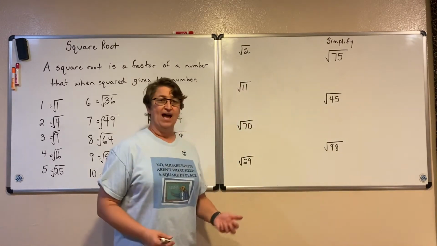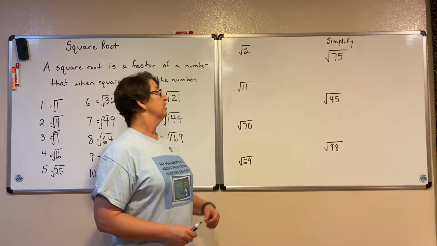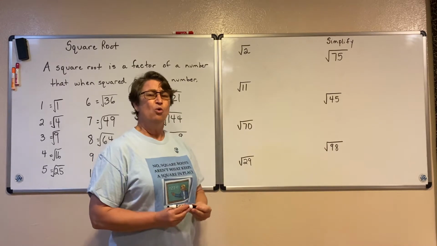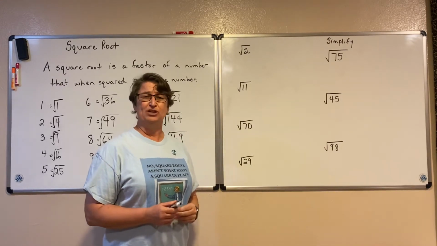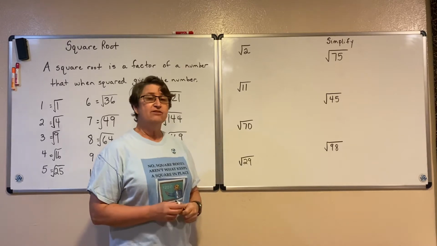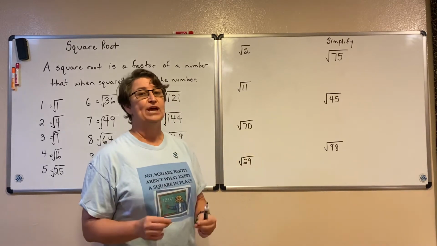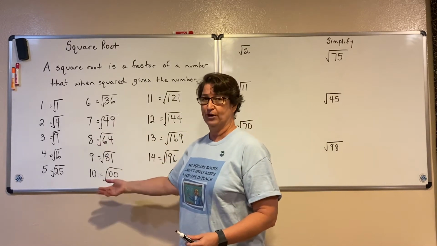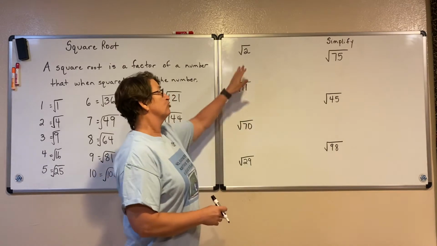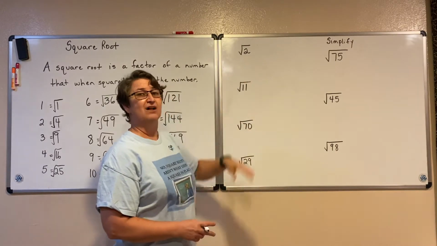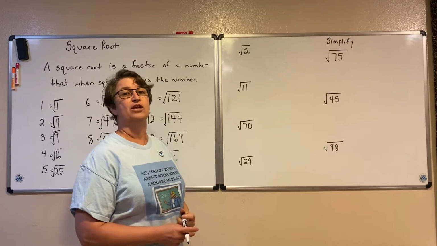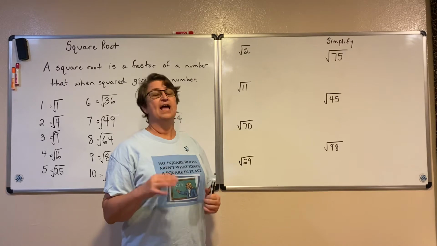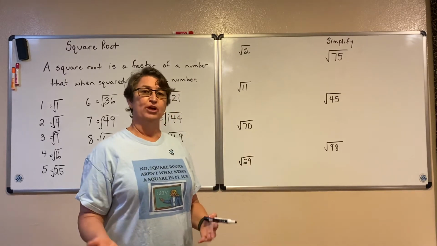But what happens if I have a number that isn't a perfect square? Say we have something like the square root of 2. What can I multiply by itself to give me 2? It is a number, it's just not a pretty number. Here we've got all these nice whole numbers that are nice and pretty. But the number that I'm going to multiply by itself to get 2 is not pretty. In fact, it's what we call an irrational number. But I can approximate and tell you about how much the number is.